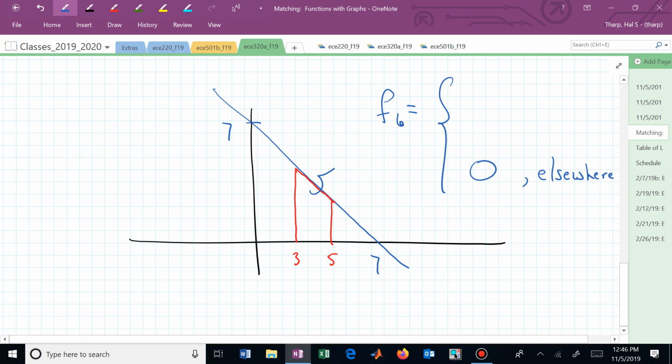Let's say it's a straight line. Now, what's the expression for that straight line? It has an intercept of 7, and it has a slope of -1. So now I know that I have minus t plus 7 between 3 and 5.